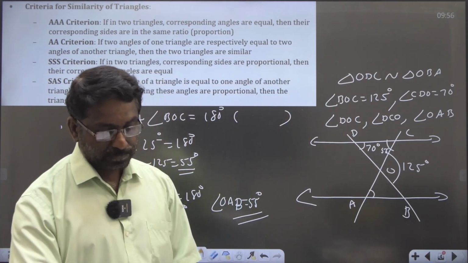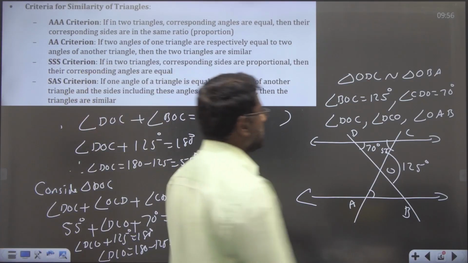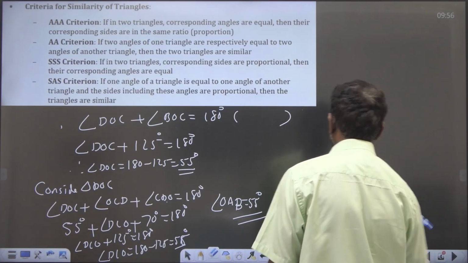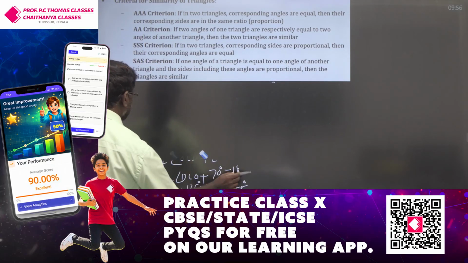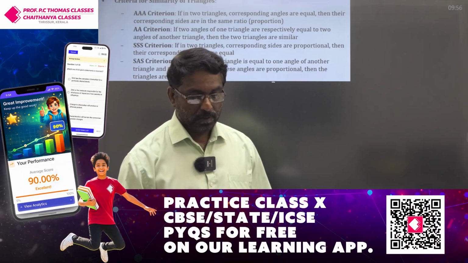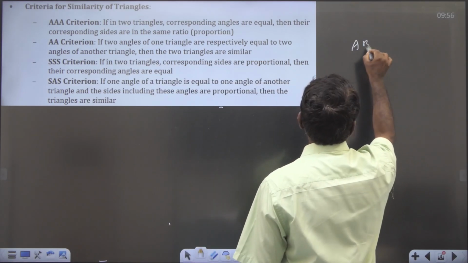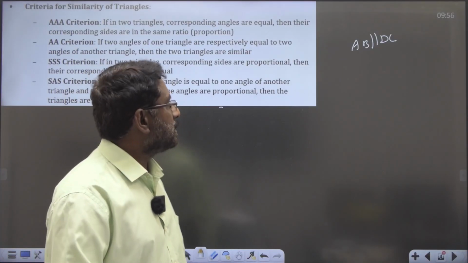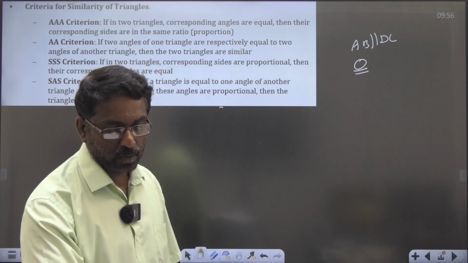Okay, next question. Diagonals AC and BD of a trapezium ABCD with AB parallel to DC intersect each other at point O.